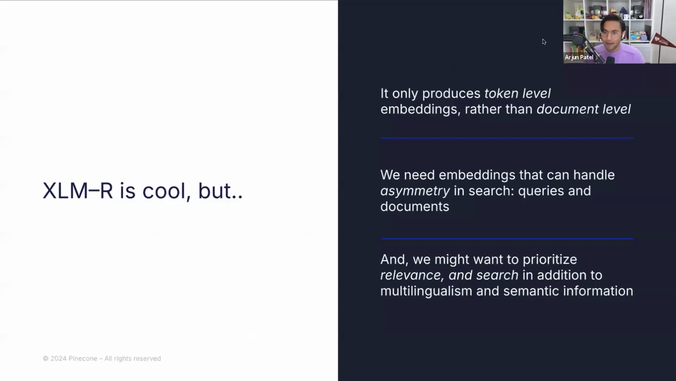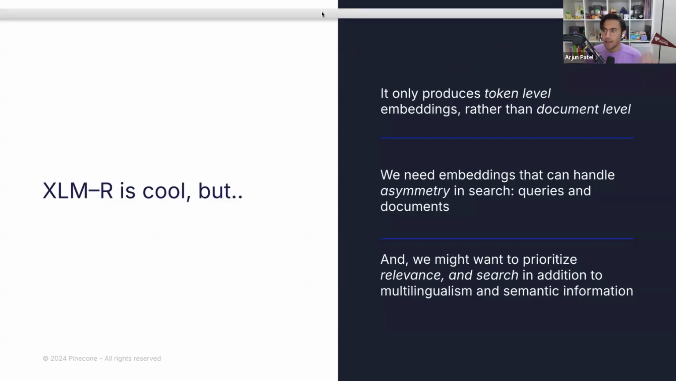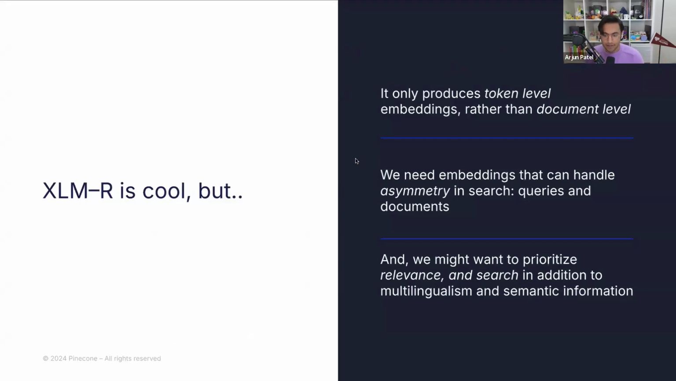Well, if we go back and think about XLM Roberta, we're realizing that it doesn't actually give us a way to represent documents directly without focusing on the words. It's producing token level embeddings, not document level, which is something we would be more interested in if we wanted to represent the whole concept in the query like we do in dense search. We also need some way of handling asymmetry, which is this idea of queries and documents being fundamentally different. And then we might want an embedding model that takes into account not only the meaning of those documents, but the relevance and the search capabilities that those embeddings impart to things like multilingualism and semantic information.